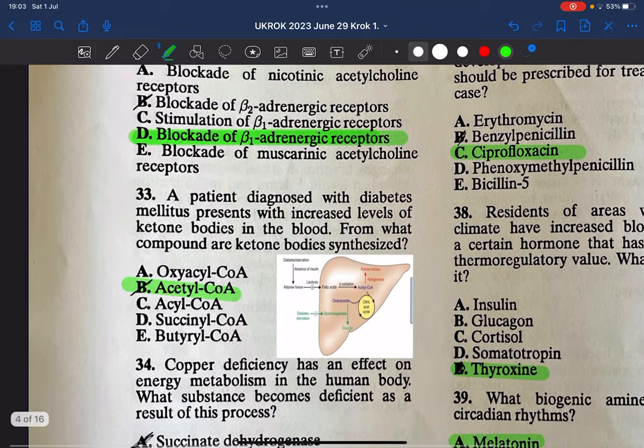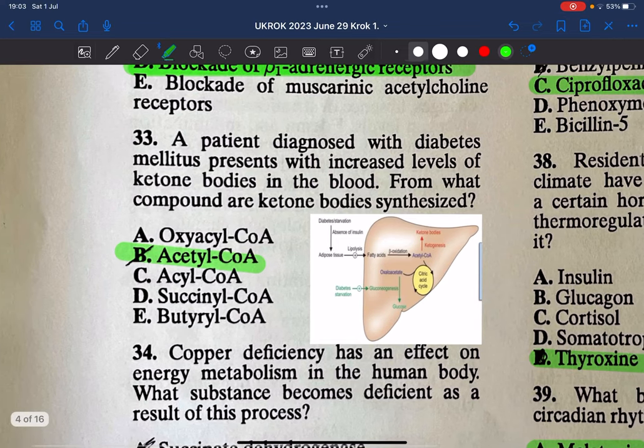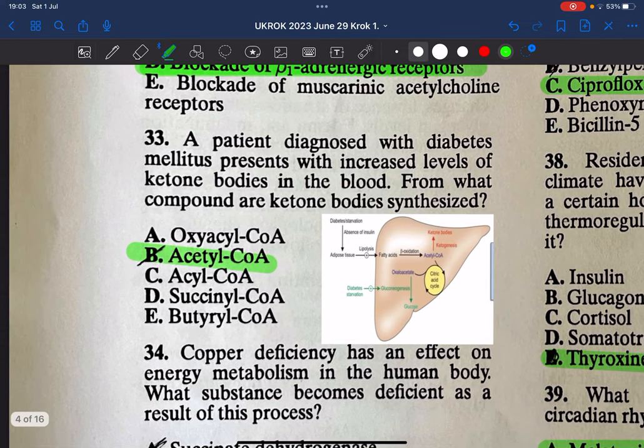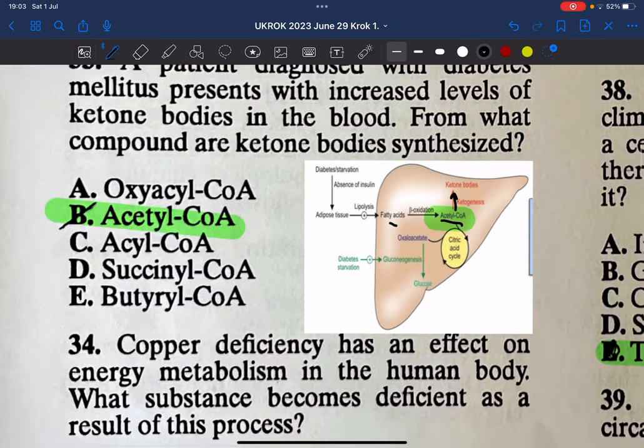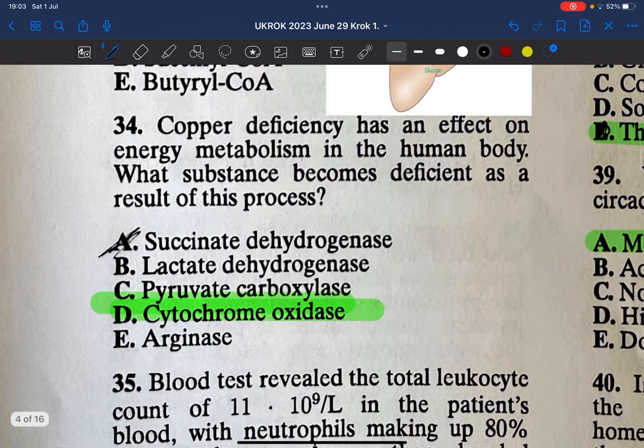Diabetes, we have increased levels of ketone bodies. From what compounds are ketone bodies synthesized? When fatty acids are broken down, they are broken down into acetyl-CoA, and then from there they become ketone bodies. So the origin of these is acetyl-CoA.